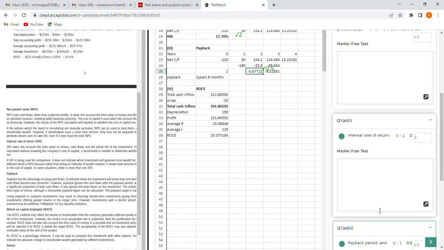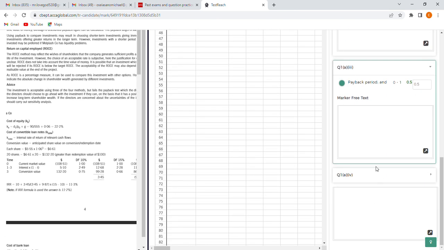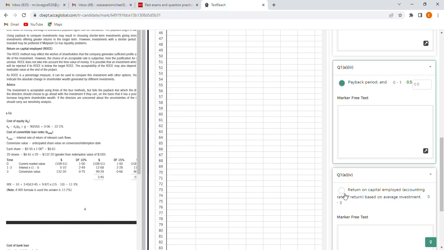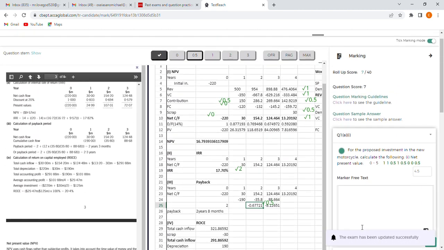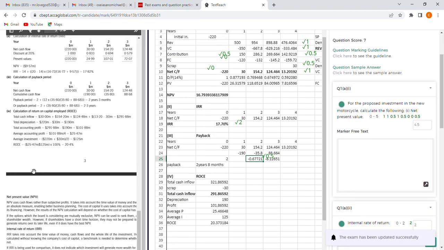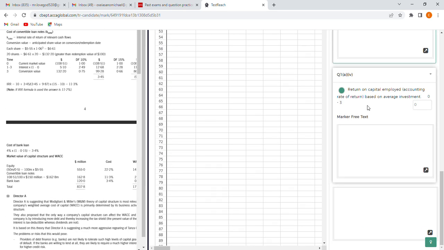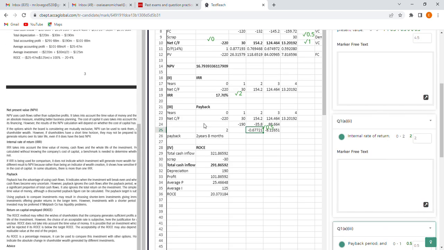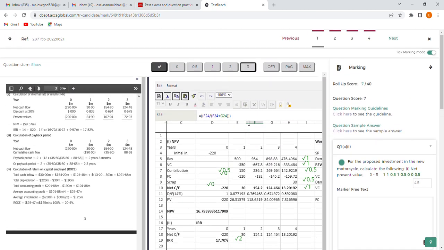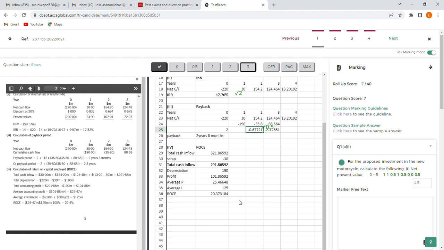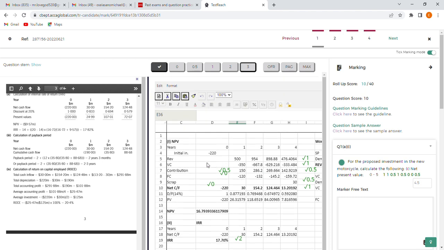Because of the maths, let's see, 0.5. Let's see the last one. Return on capital employed, you take. And what did they get? They had 20.4. We also had 20.374 because of the maths. And how many marks was it? It was a whopping 3 marks. So you select your 3 here and you click on the return on capital employed, 3 marks. Now, that is all.